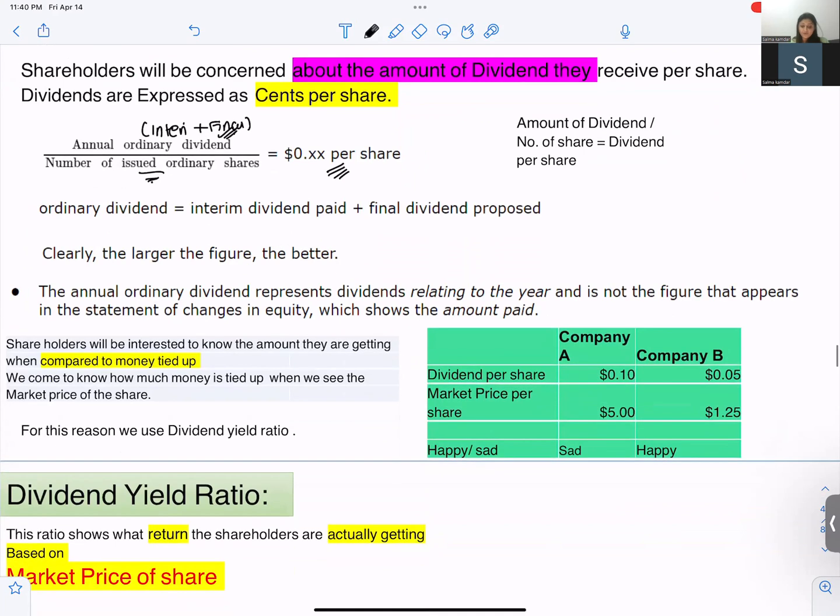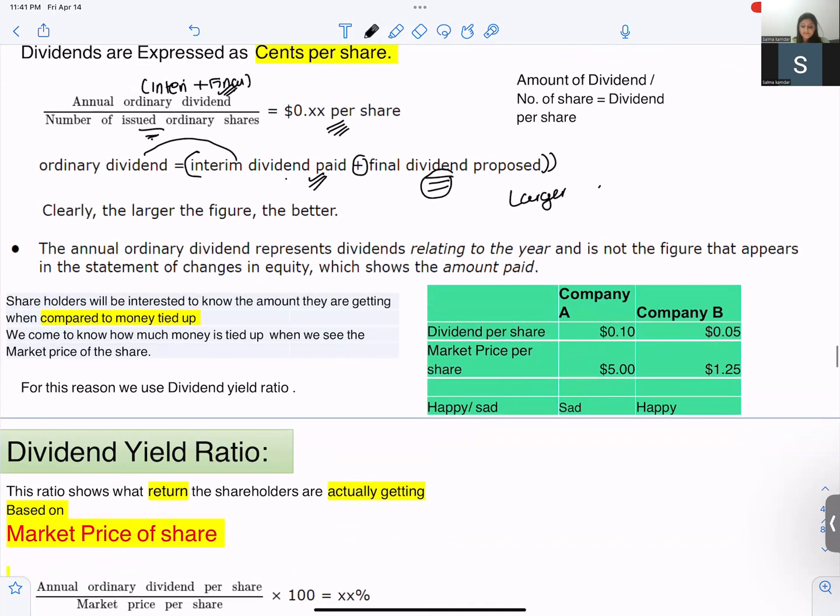Ordinary dividend is both your dividends added together, your interim dividend that you have actually paid, and the final dividend that you have proposed to pay. When you add both of these, you will get your annual ordinary dividend. The larger the dividend, the better.